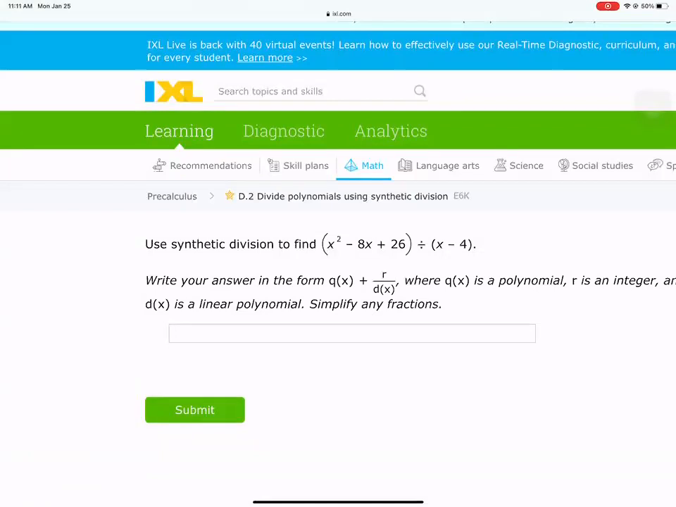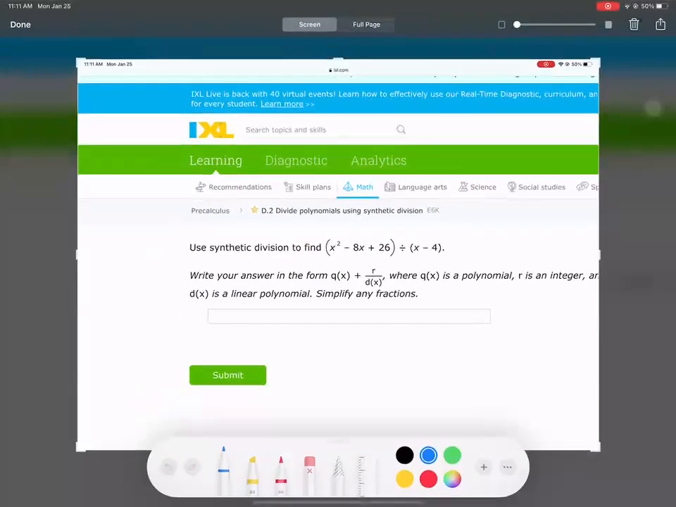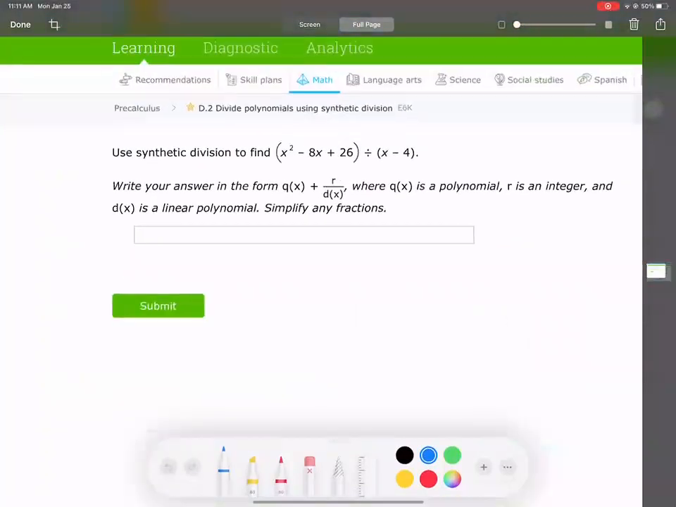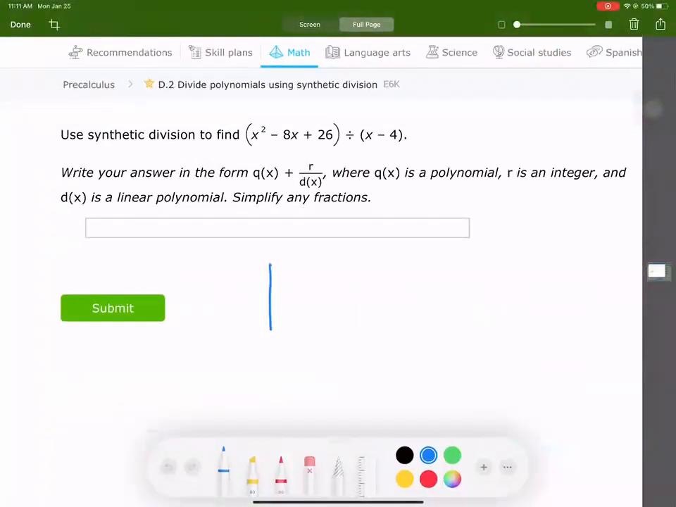Okay, so why don't you guys right now set up the problem in synthetic division for me. Why don't you set up the problem for synthetic division and try this yourselves and see if it takes you that much time. Okay.